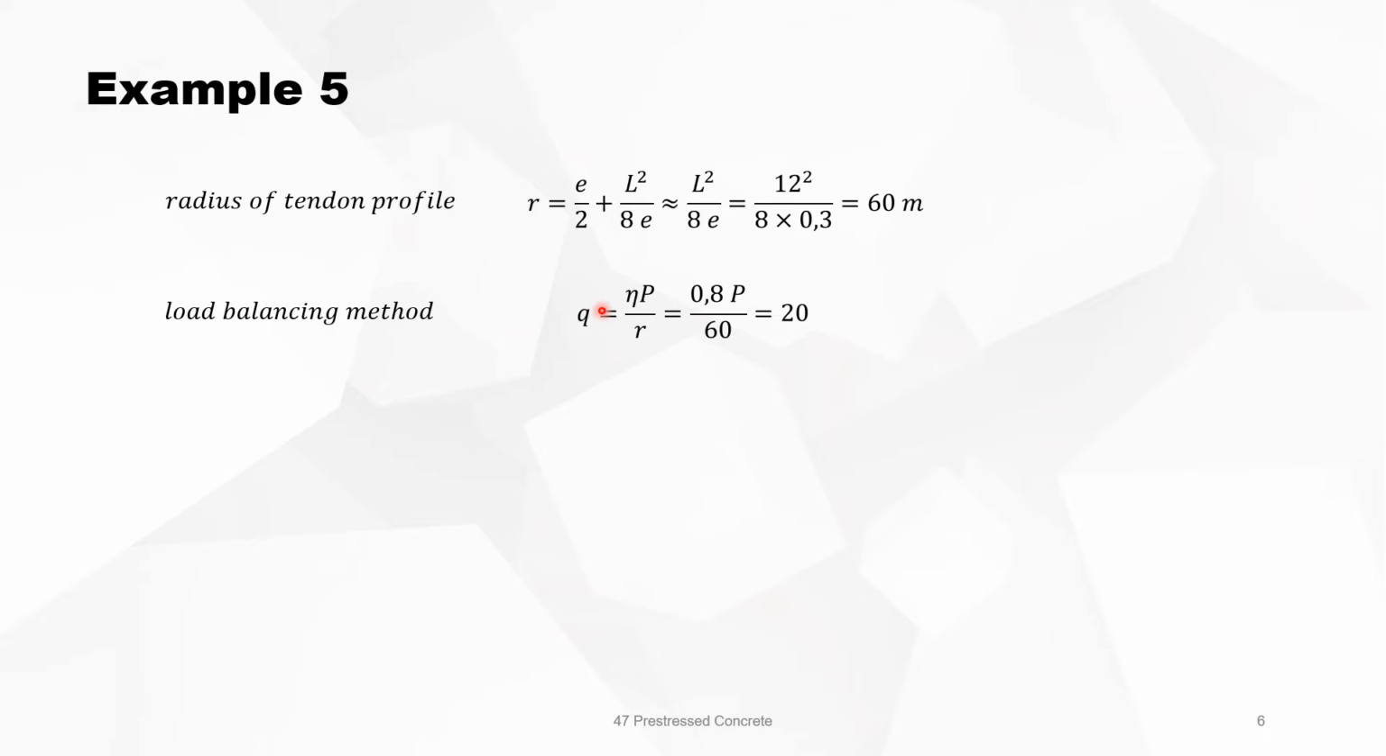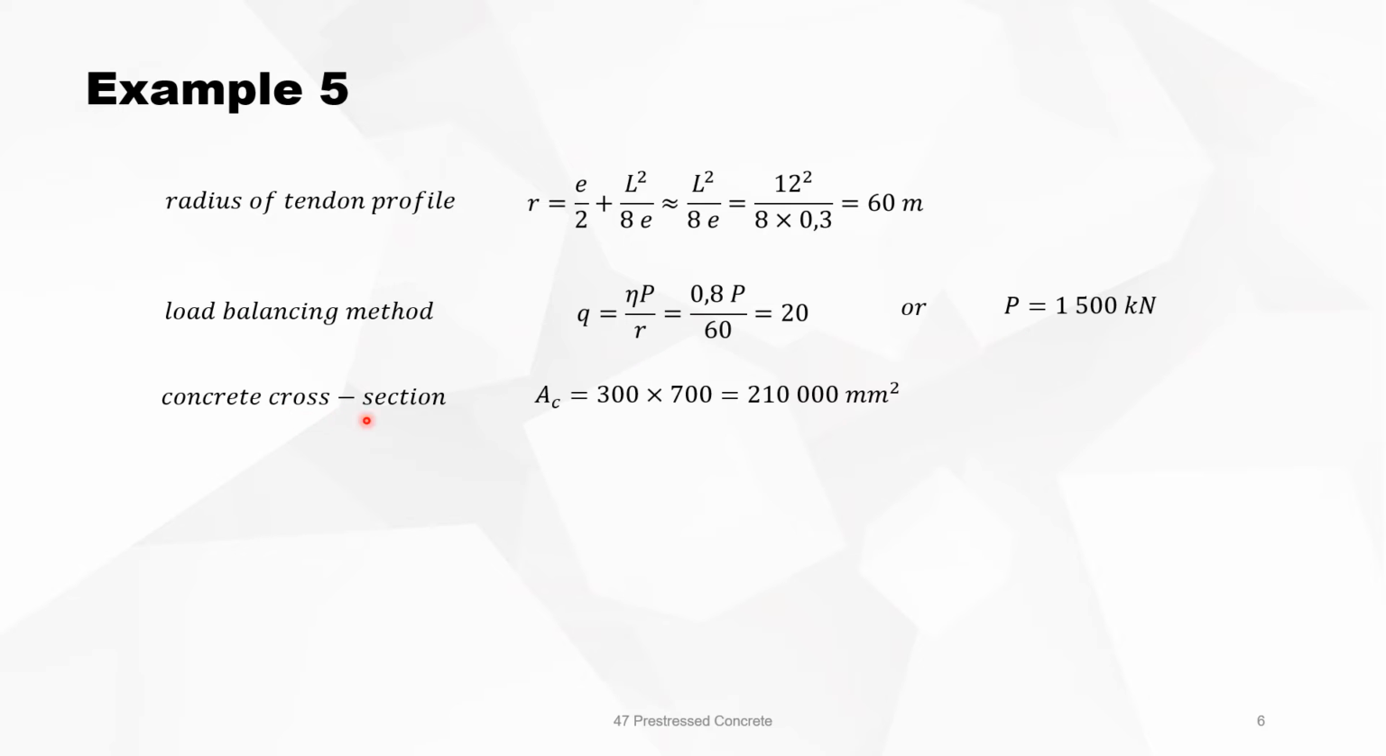the Q is ηP over R, it's 20. So that's the long-term bearing capacity of the beam, 20 kilonewtons per meter. P is not known, but we know Q, so P is 1500 kilonewton.